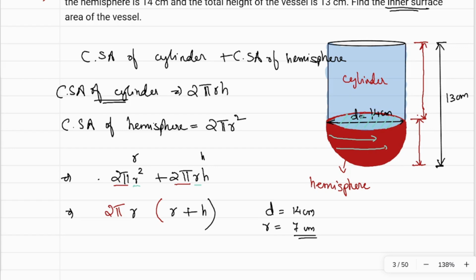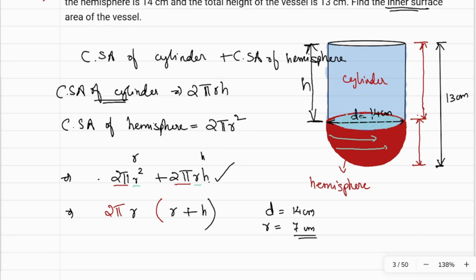And height I need to find. This height belongs to what? This height is that of our cylinder. That means from here till here we need to find the height. This is the height of the cylinder, right? So in this equation I need to substitute that value. How to get that h?